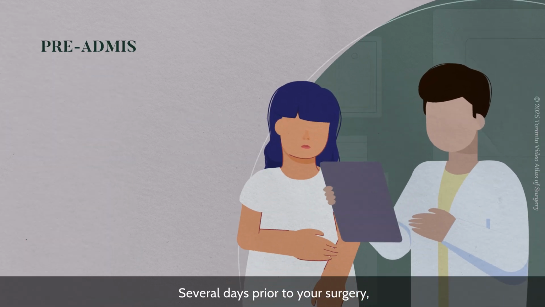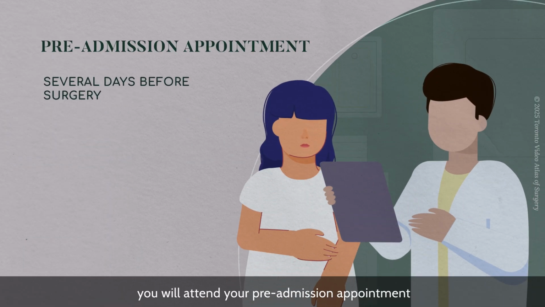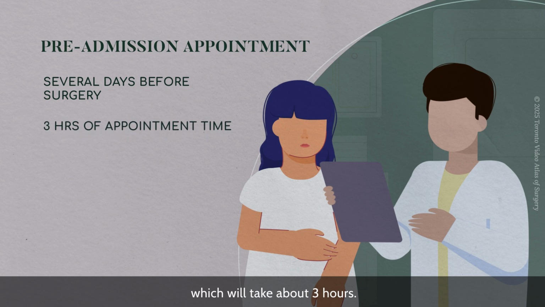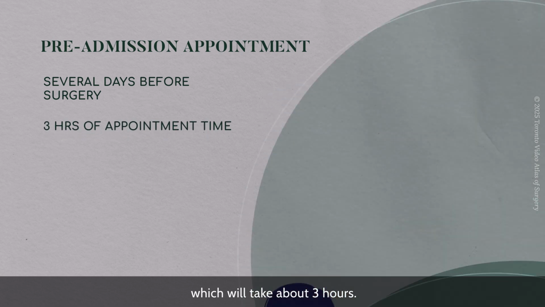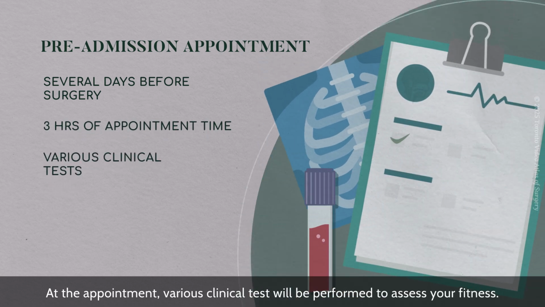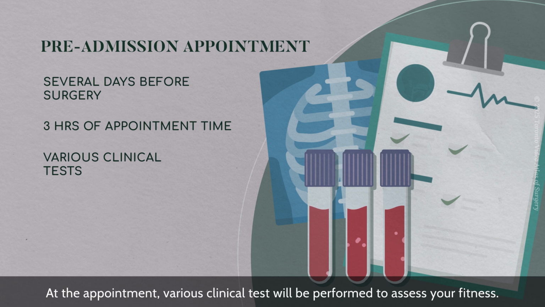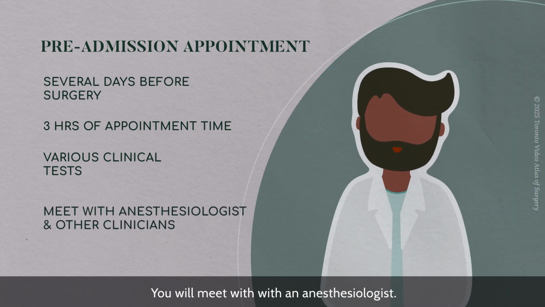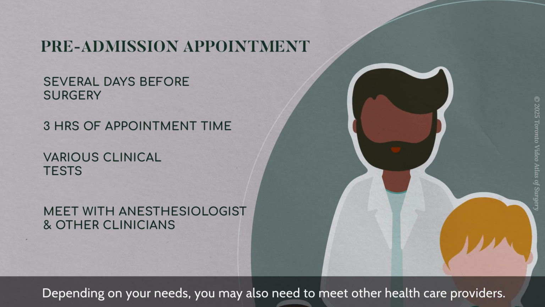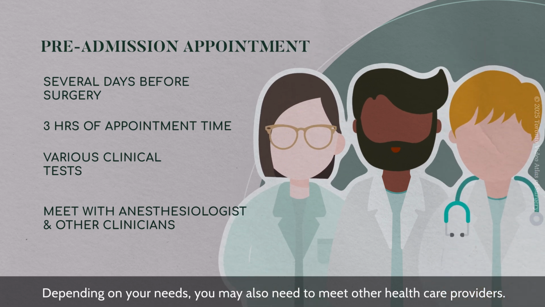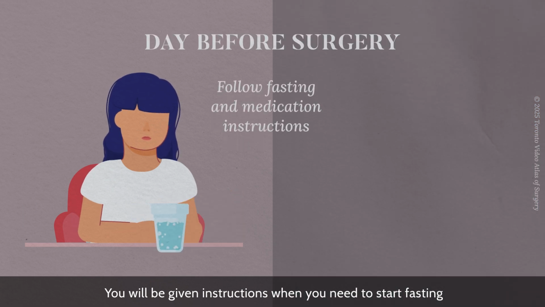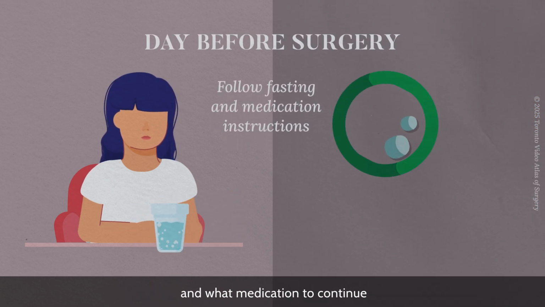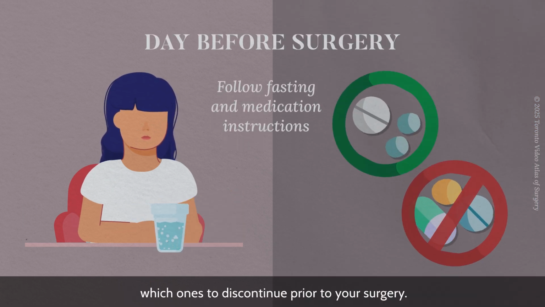Several days prior to your surgery, you will attend your pre-admission appointment, which will take about 3 hours. At the appointment, various clinical tests will be performed to assess your fitness. You will meet with an anesthesiologist. Depending on your needs, you may also need to meet other healthcare providers. You will be given instructions on when you need to start fasting and what medication to continue and which ones to discontinue prior to your surgery.